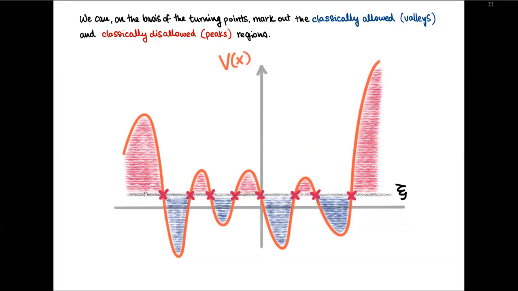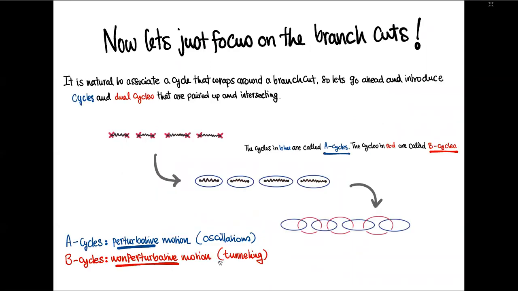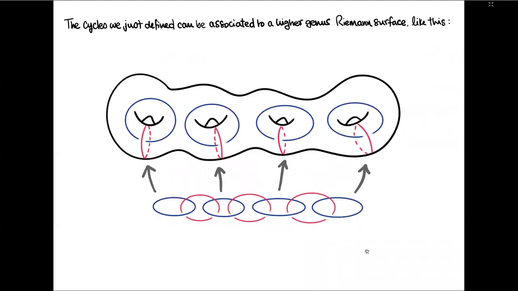So the A cycles which wrap this are associated with the perturbative motion at the bottom of the well. And the B cycles are associated to the tunneling effects that I might have in this quantum mechanical system. So I have a set of cycles over here, and I can think of these cycles as being associated to a higher genus Riemann surface, in this fashion.